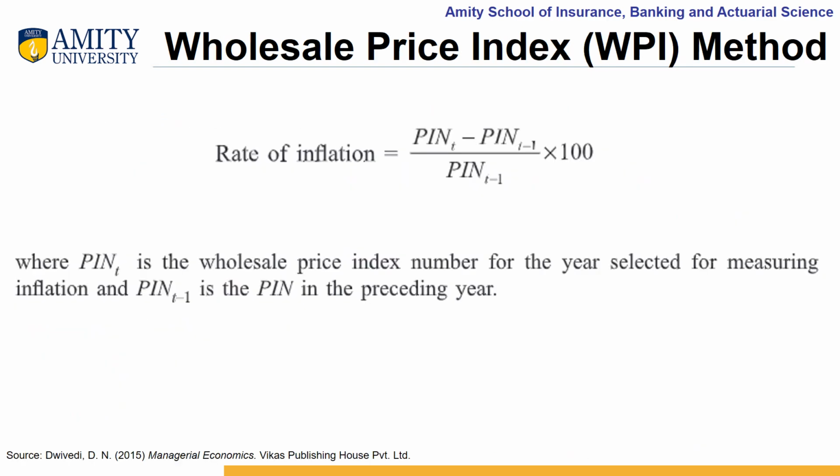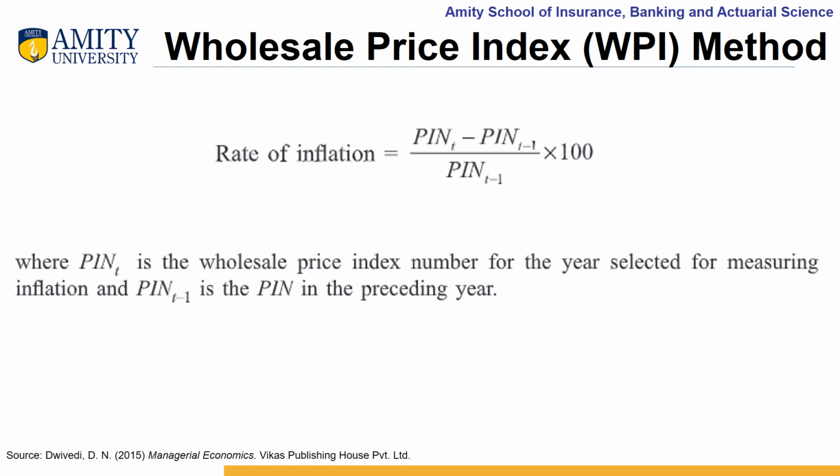The formula for calculating rate of inflation using wholesale price index is (PIN T minus PIN T minus 1) divided by PIN T minus 1, into 100, where PIN T is the wholesale price index number for the year selected for measuring inflation, and PIN T minus 1 is the PIN in the preceding year.